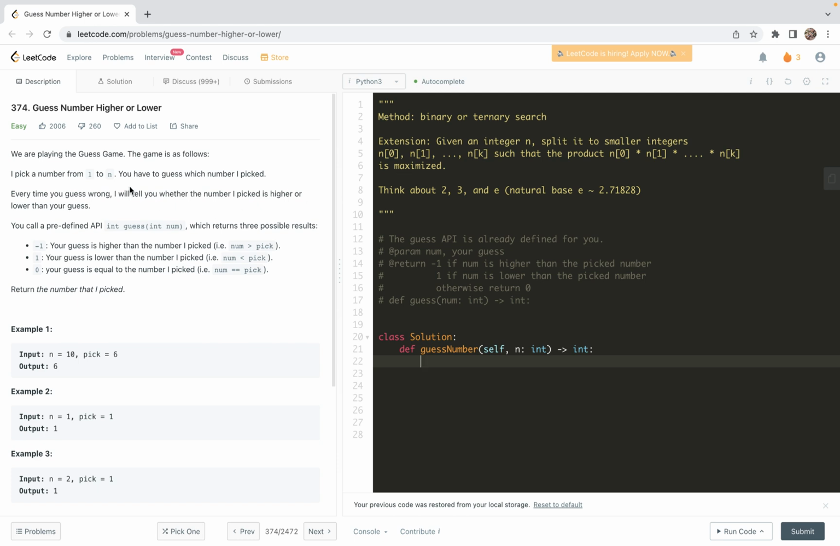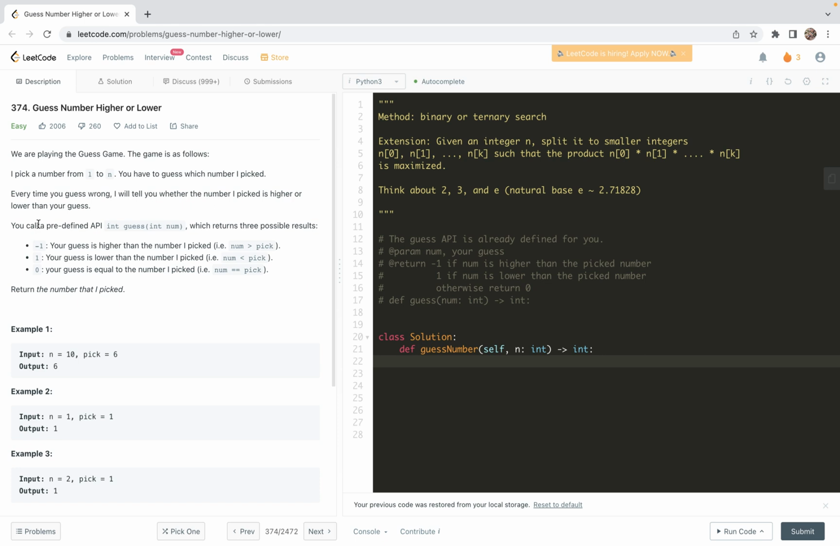So first, let's look at the statement. We are playing the guess game. The game is as follows. We pick a number from 1 to n. Notice that the number must be in the range 1 and n, so both ends inclusive. We have to guess which number is picked. Every time we guess wrong, we are told whether the number we picked is higher or lower than the guess.